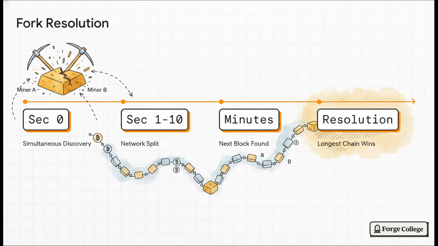Well, minutes later, the chain selection rule steps in when the next block is found. Whichever side finds that next block first creates the longest chain, and the resolution is always that the longest chain wins. This, by the way, is exactly why you wait for multiple confirmations on your own transactions. You want to be absolutely sure your transfer is buried deep in that winning chain.